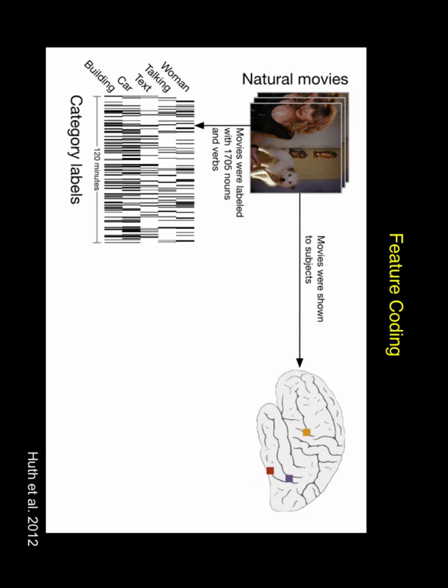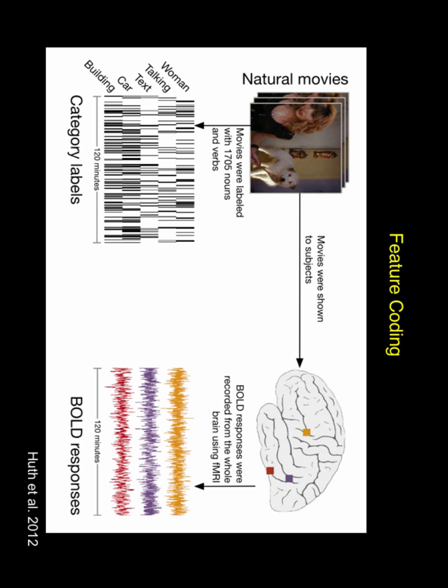They coded the movies for 1,700 nouns and verbs, things like walking, talking, text, cars and buildings. Whenever these things were happening, they'd put a 1 down if it occurred, and then everything was filled with zeros where it wasn't happening. So you get these little hash marks for all the category labels that they had. And then, just like I was talking about before, they've also got the fMRI responses to all the viewings of these movies from the subjects.